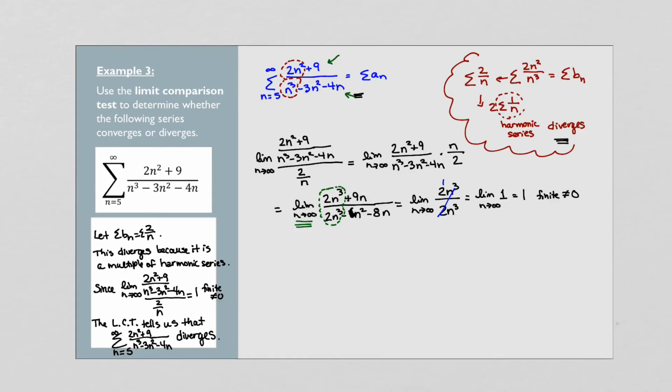I like the limit comparison test. It's a quick test for positive term series, particularly those that are versions of a polynomial divided by a polynomial, or a similar rational function where you have n to some power over n to some power.